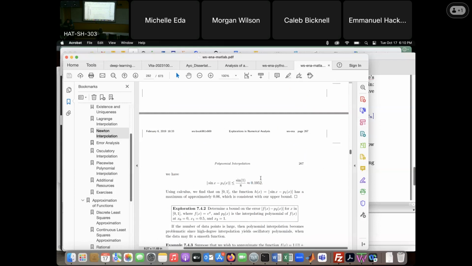Although if you were to actually apply the technique of finding the maximum to this function, you find the largest the error could be is really somewhat smaller, 0.06. Because this is only an upper bound on the error, and it can be a very conservative one.